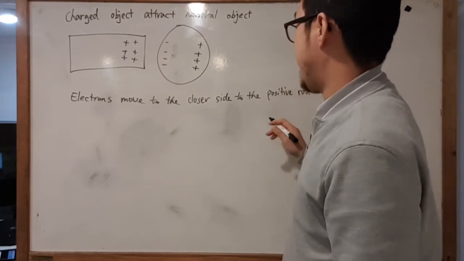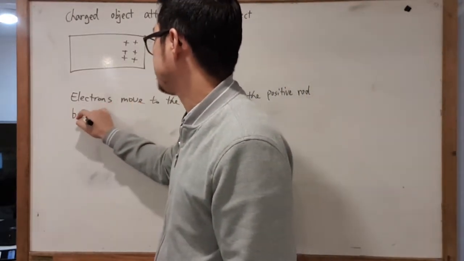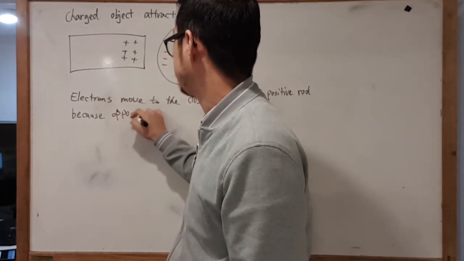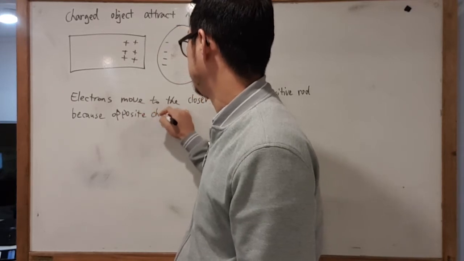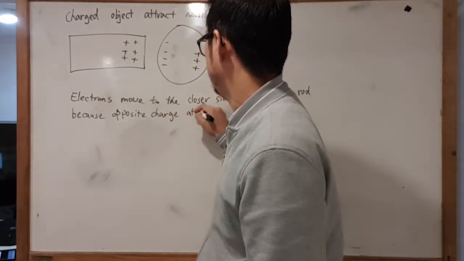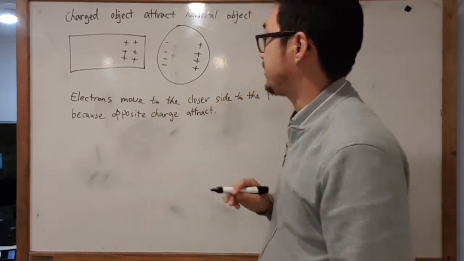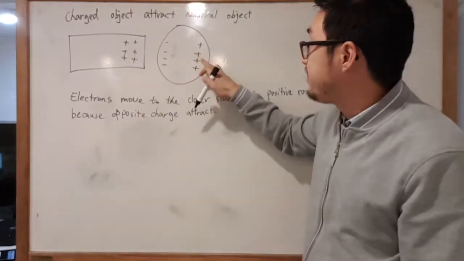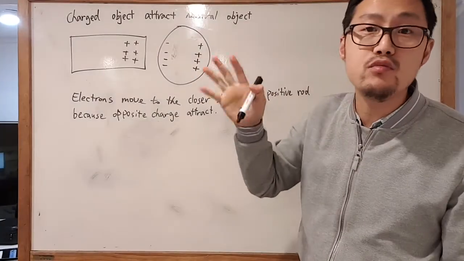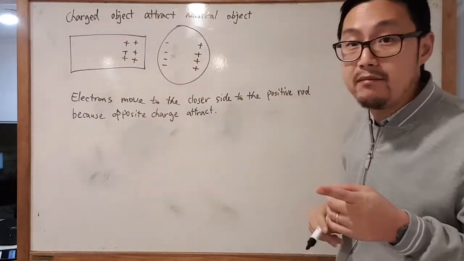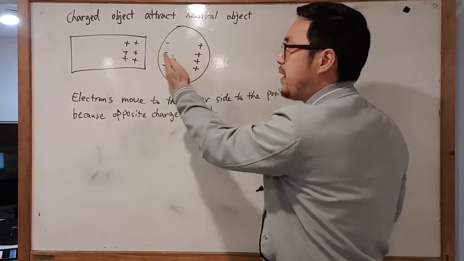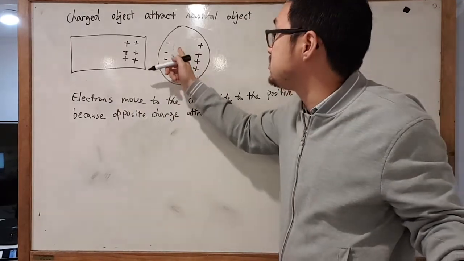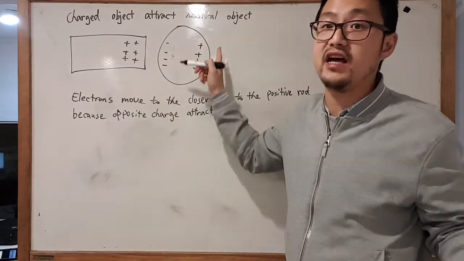Okay? And why does that happen? Because opposite charges attract. Okay? Because they attract, negative electrons move here. And this positive charge cannot move. So sometimes people will say, oh, they got repelled to this side. They did not repel to that side. Rather, they were originally there. And once these negative can move to this side, this side just becomes positive.